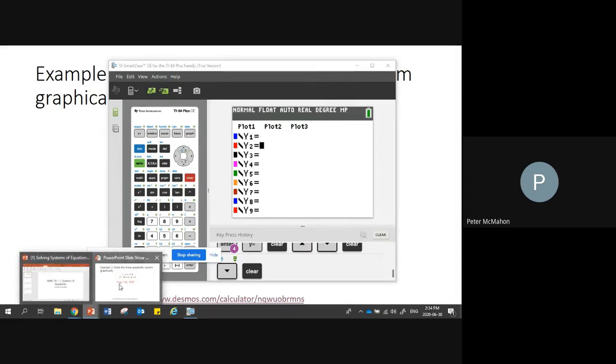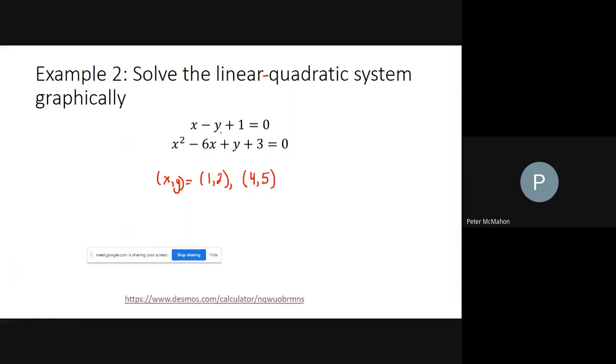for y. Okay, so in this one over here, I'm just going to add a y to both sides over here, and we get x plus 1 equals y, and this is equation number 1. And then for the second equation, I'm going to bring this term and this term over to the other side over here. We got y equals negative x squared plus 6x minus 3. So this is my equation number 2, and these are what we're going to plug into our calculator.